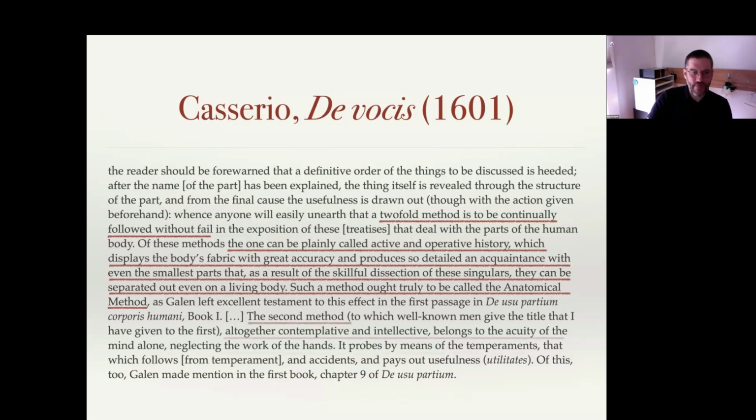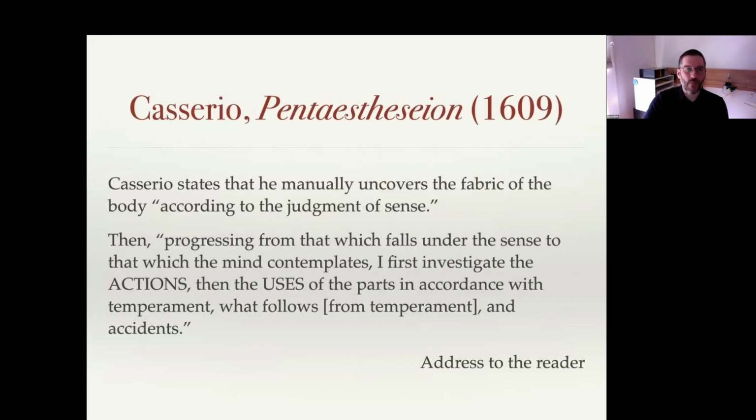And then the second method, which he does not like to call anatomical, he says is altogether contemplative and intellective and belongs to the acuity of the mind alone, neglecting the work of the hands. It probes by means of the temperaments, that which follows from temperament, and accidents, and pays out usefulness, or utilitates. He says he's following Galen here, but he's, of course, an interpretation of Galen.